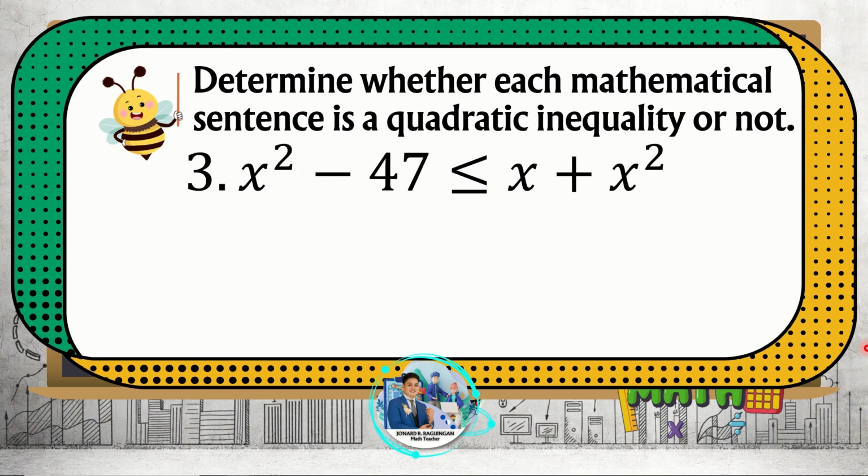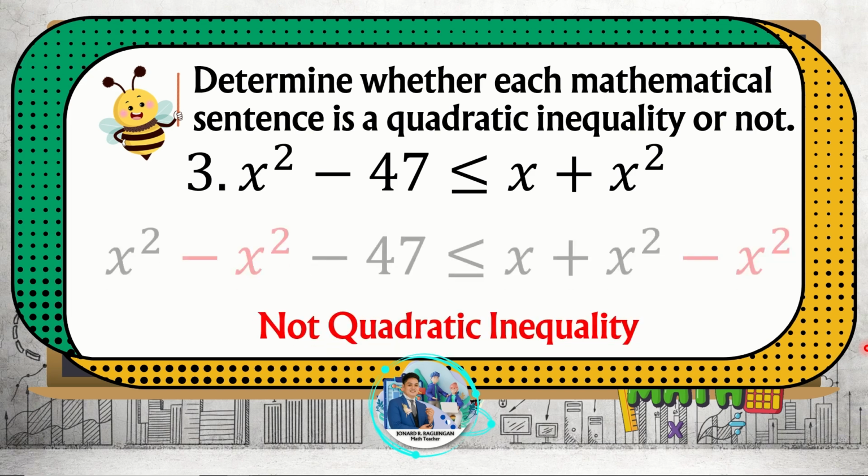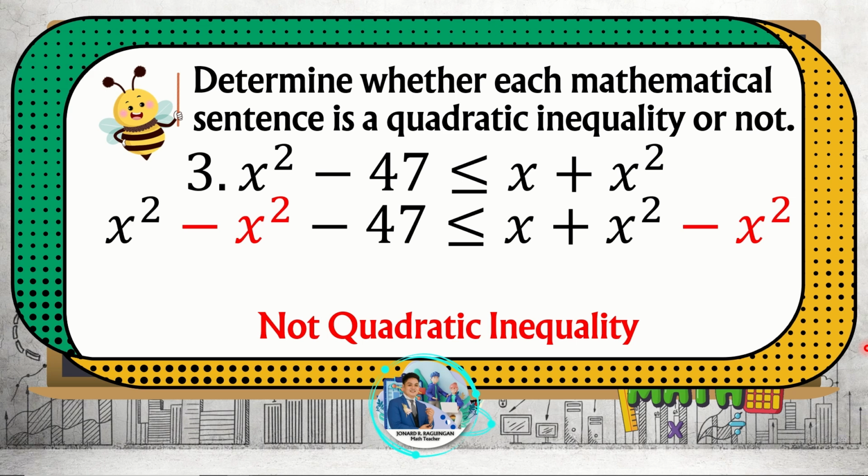Number 3. x squared minus 47 is less than or equal to x plus x squared. This is not a quadratic inequality because when you simplify the given inequality into its simplest form by subtracting x squared from both sides, the inequality becomes negative 47 is less than or equal to x.